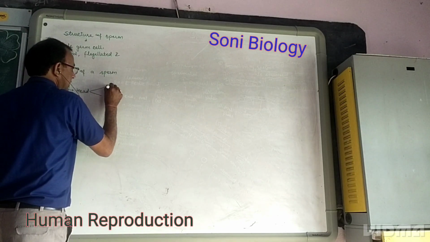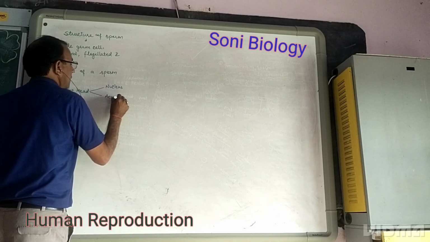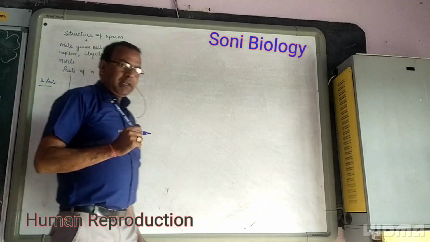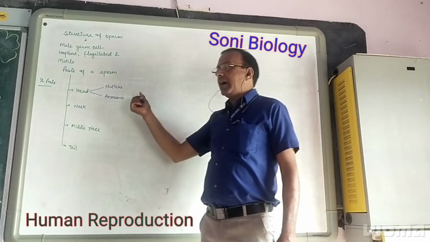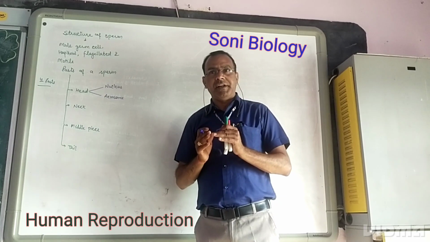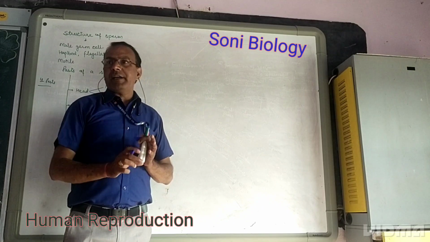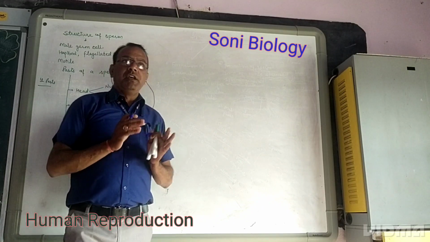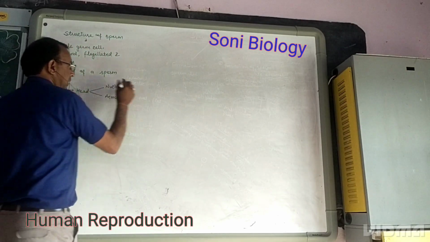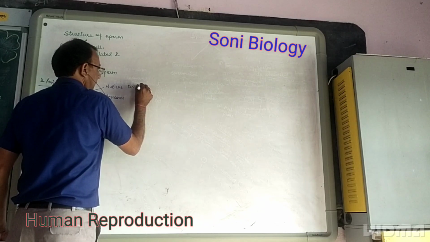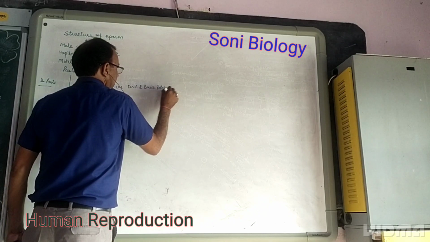The head contains the nucleus and the acrosome. The nucleus contains only DNA and basic protein, the genetic material. As we have already discussed, during formation of sperm from spermatid, condensation of the nucleus takes place. During condensation, the acidic protein with RNA is reduced, so only DNA and basic protein remain, which act as genetic material.